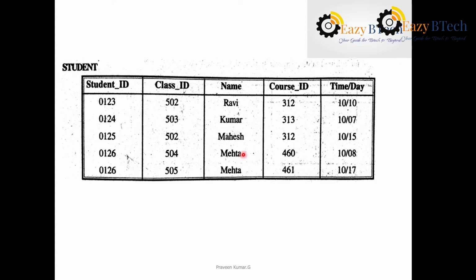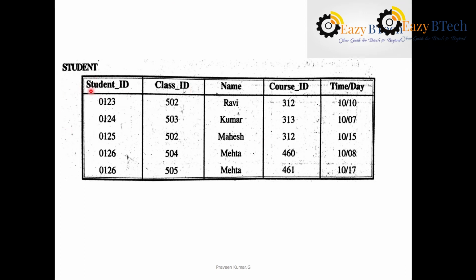Okay, what is second normal form? Second normal form is nothing but non-key attributes. What are the non-key attributes? Name, course ID and time. Okay, these non-key attributes are fully functionally dependent upon the prime attribute.